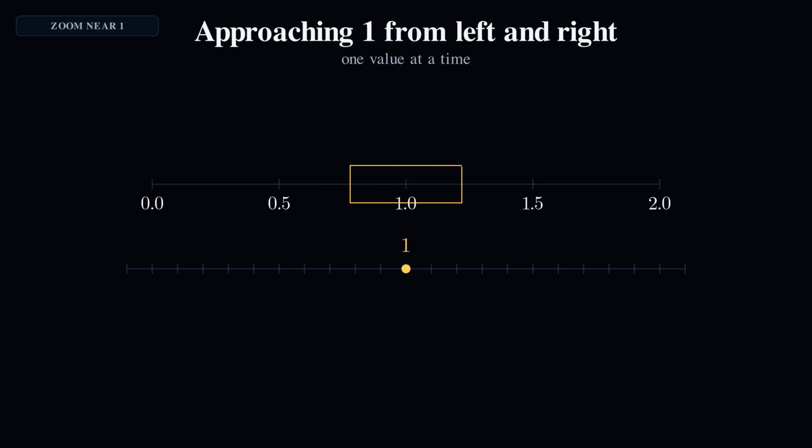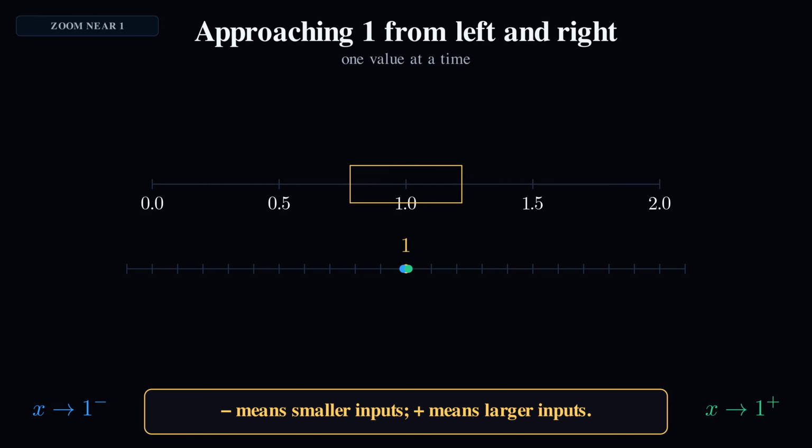Let us zoom near the input 1. From the left side, the inputs are smaller than 1. 0.9 is close. 0.99 is closer. 0.999 is even closer. So the input approaches 1 from the left. We write x approaches 1 with a small minus sign. That minus sign means from smaller inputs.